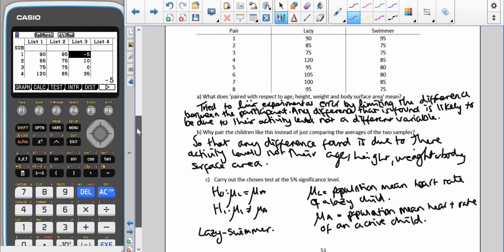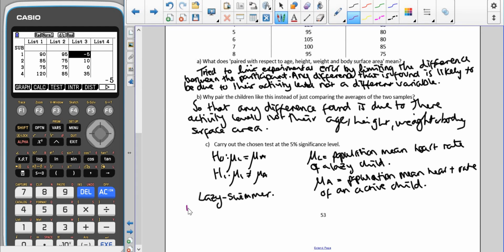So we then need to write down our differences. So we're going to have pair 1, 2, 3, 4, 5, 6, 7, 8. And our differences are -5, 10, 0, 35, 15, 25, 15, 20. This is to show our method.